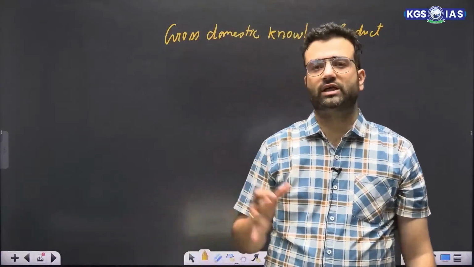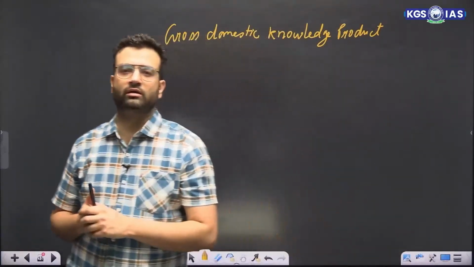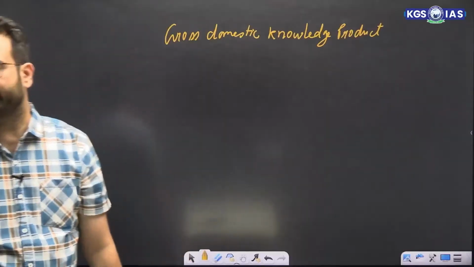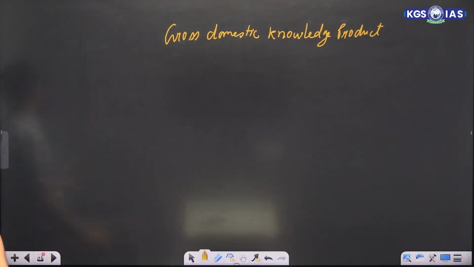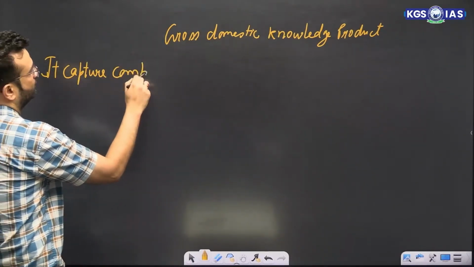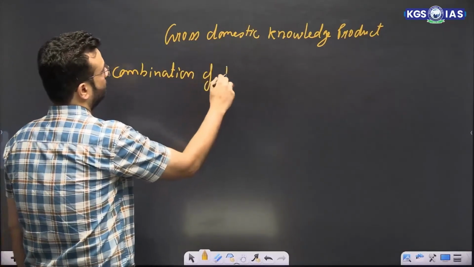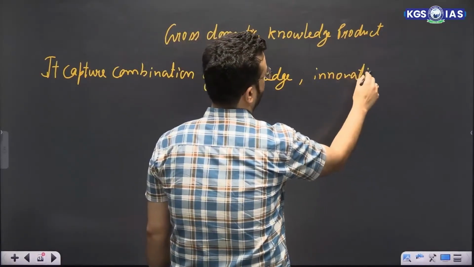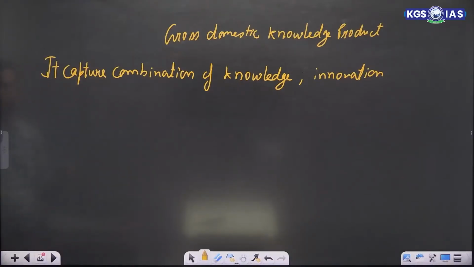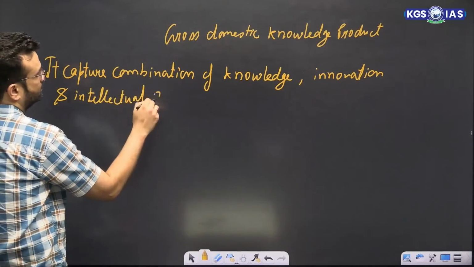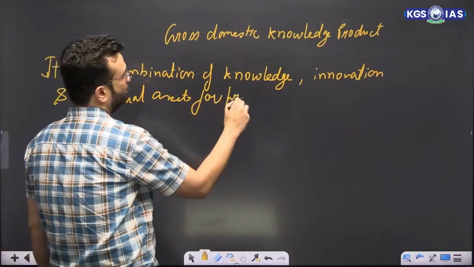A person or a society or a community, the more knowledgeable they are, the more they contribute in the overall GDP prospect. So what is this gross domestic knowledge product? It captures the combination of knowledge, innovation, and intellectual assets for promoting economic growth.